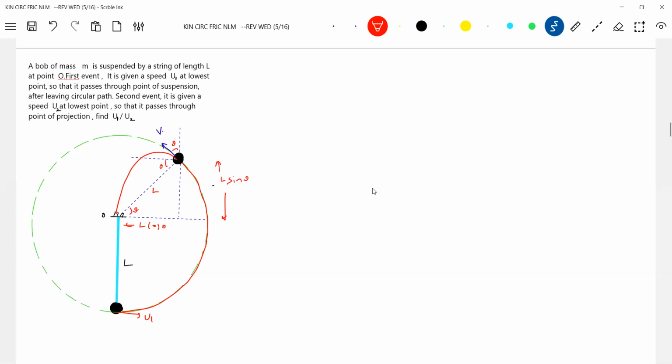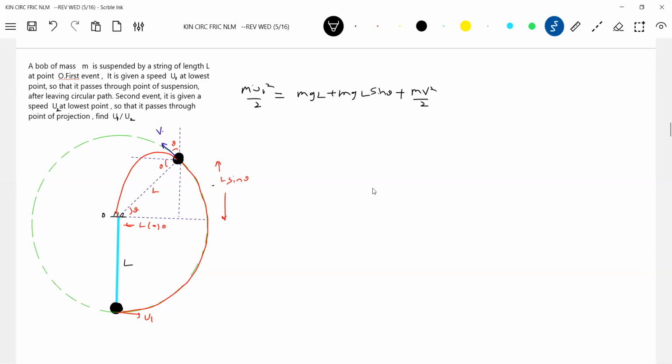For it to pass through point 2, we have a direct formula; I asked you to memorize that formula also. The second situation, what is it telling? I'll write down all the equations, you solve it. Already we have discussed in class. m u1 square should be equal to mgL plus mgL sin theta plus m v square by 2.